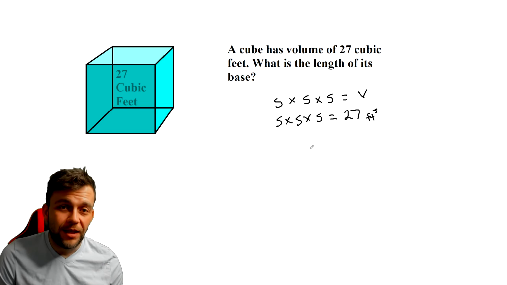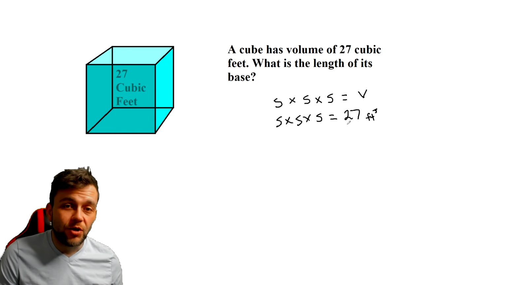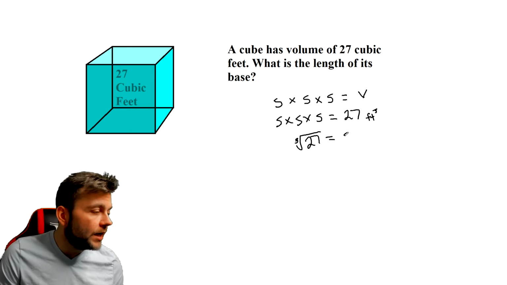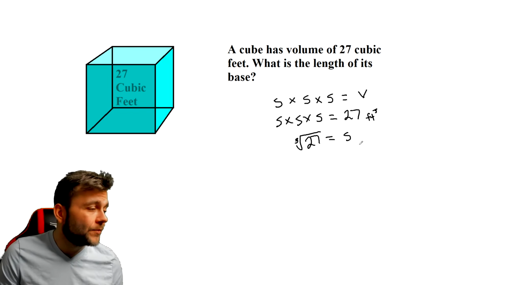And that same thing, it has to be the same number. Another way of doing this problem is by using your calculator and calculating the cube root. So what we're really asking is the cube root of 27 equals s. So it has to be the same number, okay?